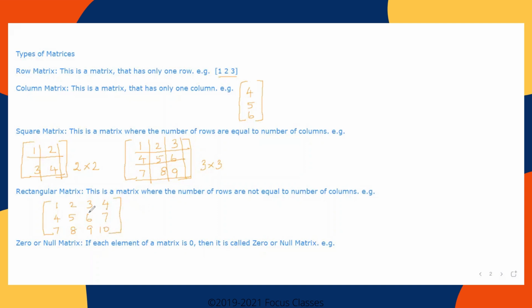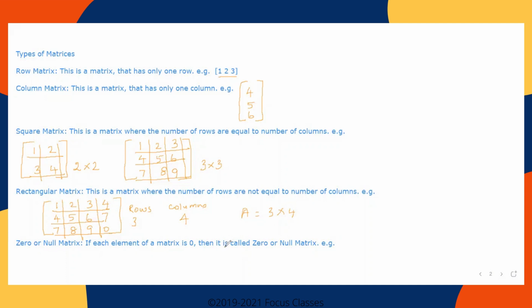Here, just observe the number of rows: 1, 2, 3. Columns: 1, 2, 3, and then 4. According to the definition, this is a matrix where the number of rows is not equal to the number of columns. So here we can denote it as A is equal to 3 into 4. Okay, so that is a rectangular matrix.